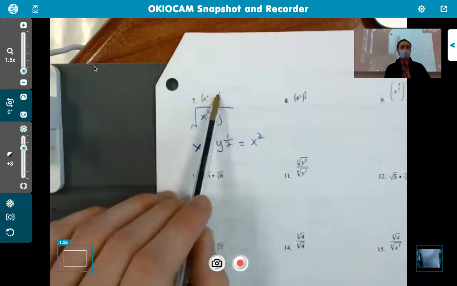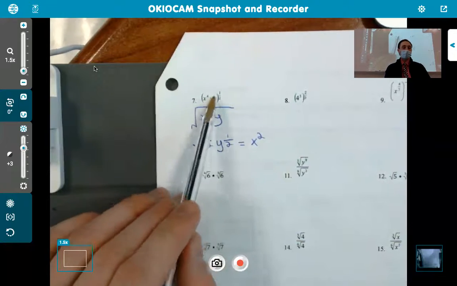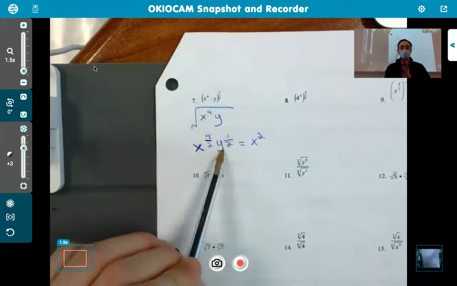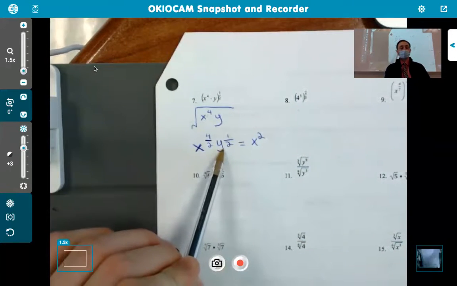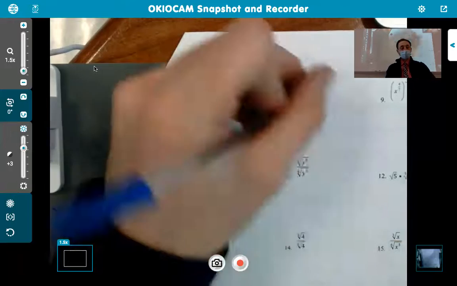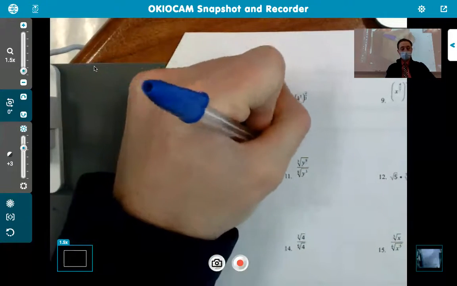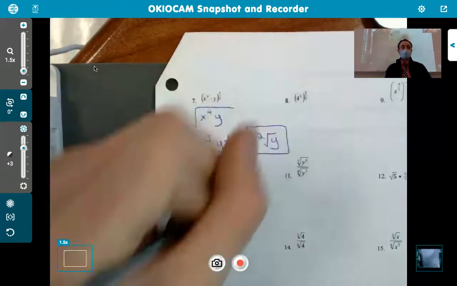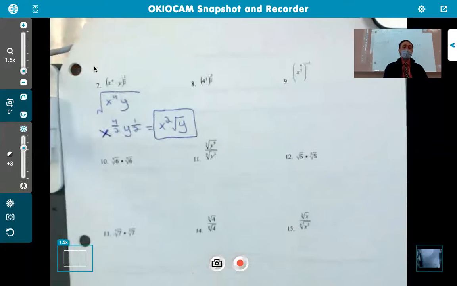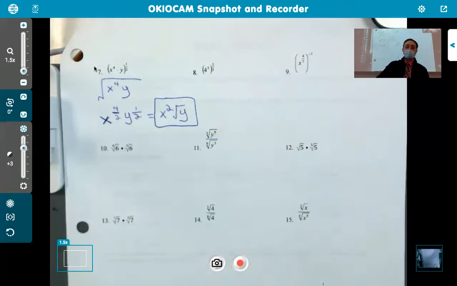Well, remember how we started, right? We took something that was raised to the 1/2 and put it under a square root. We can do the same thing with an individual variable. So we can think of this as x squared times the square root of y, and that's how I would want to leave my answer. Again, whenever we have a fraction as an exponent, we want to think to write our answer in radical form.